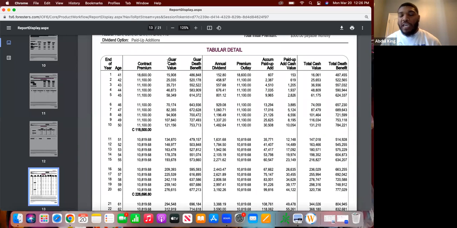But the company hasn't missed a dividend in over 100 years, so we can kind of guarantee that they are going to pay a dividend, right? So that's what that is. And then, like I said, here goes your paid-up additions cash value, and then your total death benefit right there.